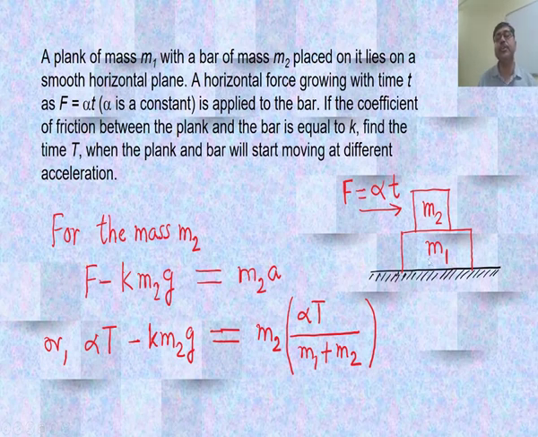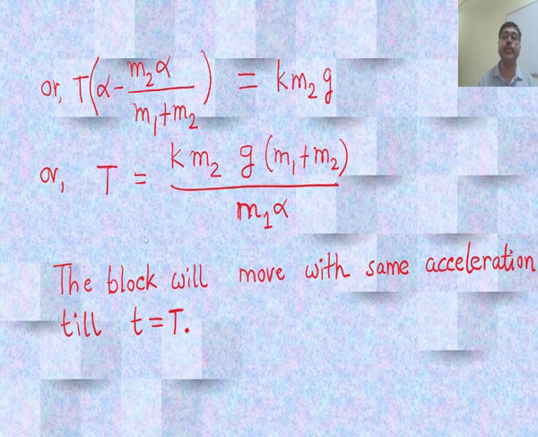Because up to t equal to capital T, both the masses are moving together. But once the force on M2 becomes larger, M2 adds some additional motion in addition to the motion of M1. Our job is to simply solve this problem in terms of capital T. So the rest is simple. You put the capital T terms on the left, and then you can easily solve: capital T is equal to k M2 g (M1 plus M2) by M1 alpha. So the block will move with the same acceleration till t equals capital T.